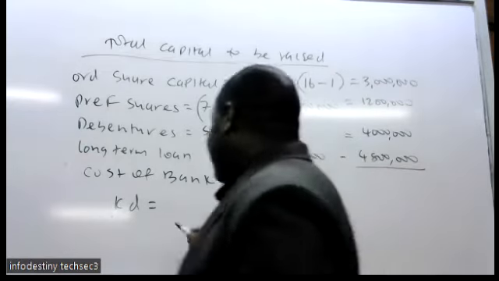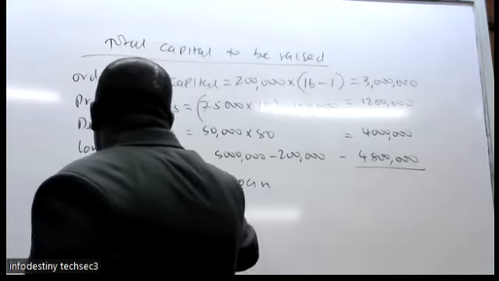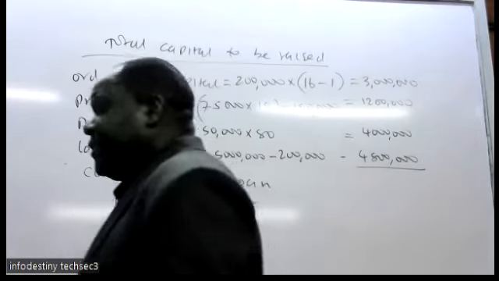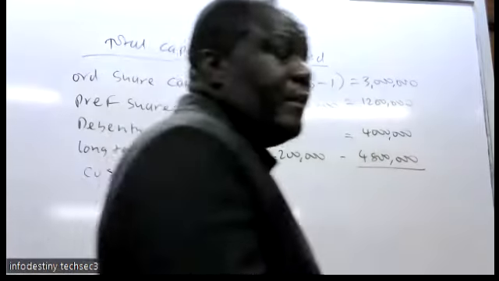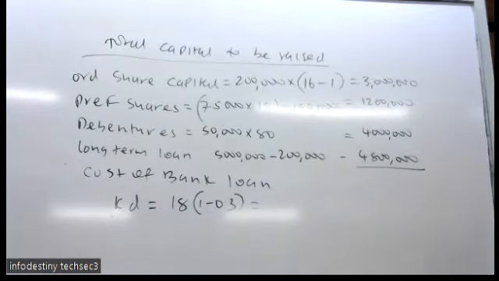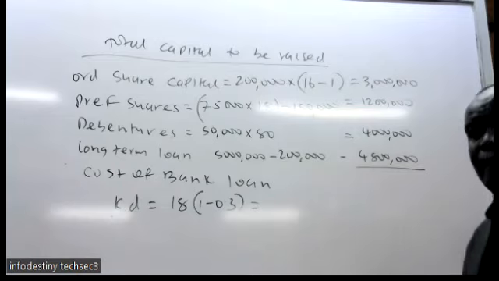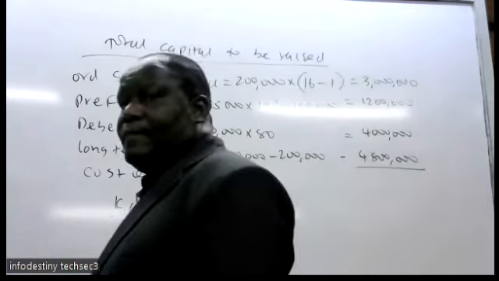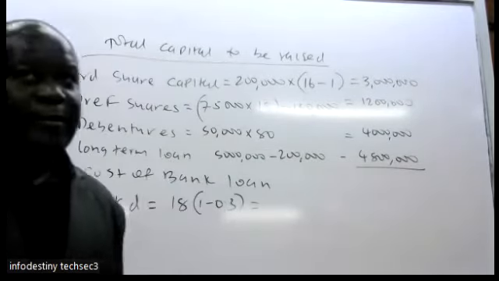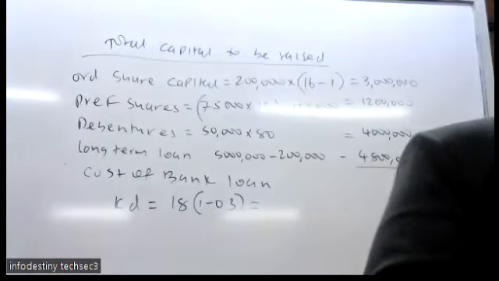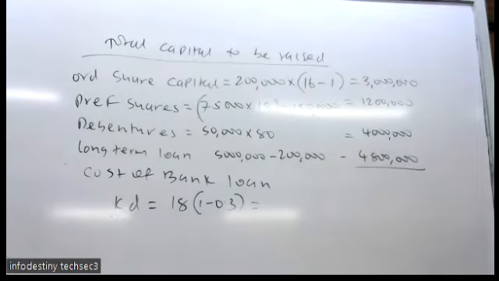18. So just take the 18%, then 1 minus the corporate tax, because there's nothing else you can do in calculating the cost of the bank loan. Just take that interest rate net of the tax, which is 18%. Which will be which value? 12.6. Now we can get the WMCC.